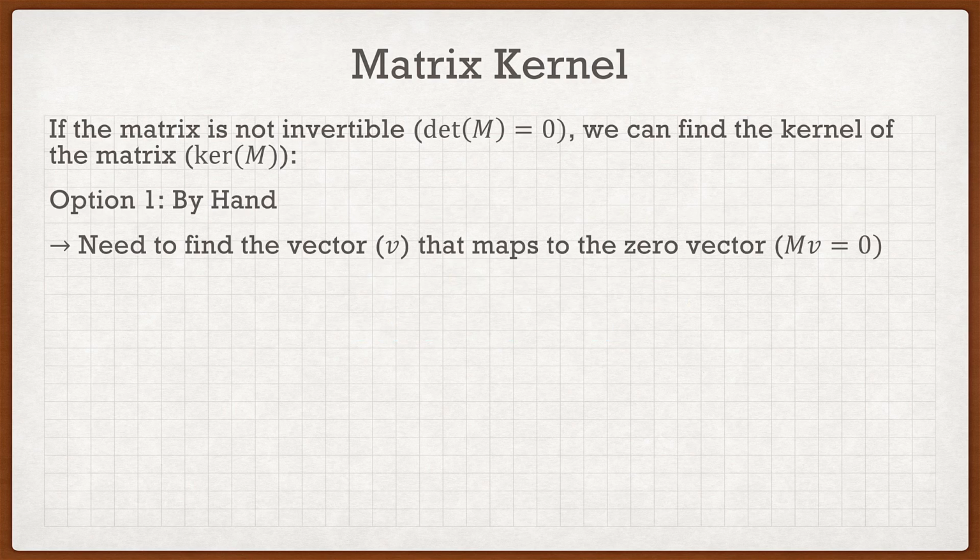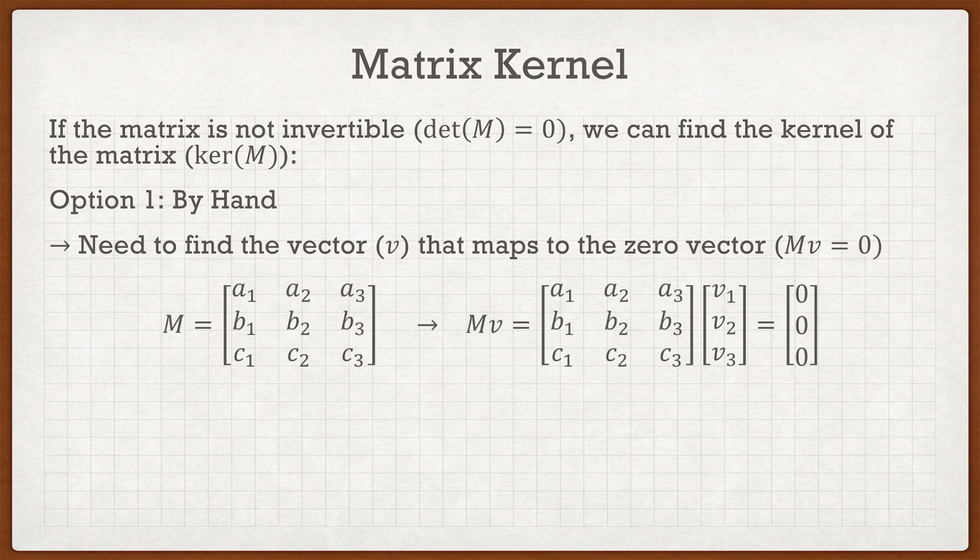The last thing the question wants is just to find the kernel. If the matrix is not invertible, remember that each matrix that's not invertible will have a kernel. Again, we have two options. One is by hand, so we need to find a vector v that maps to the 0 vector. If we go to the 3 by 3 case and we expand everything out, we got a1, a2, a3, b1, b2, b3, and c1, c2, c3 multiplied by that vector v is all equal to 0.